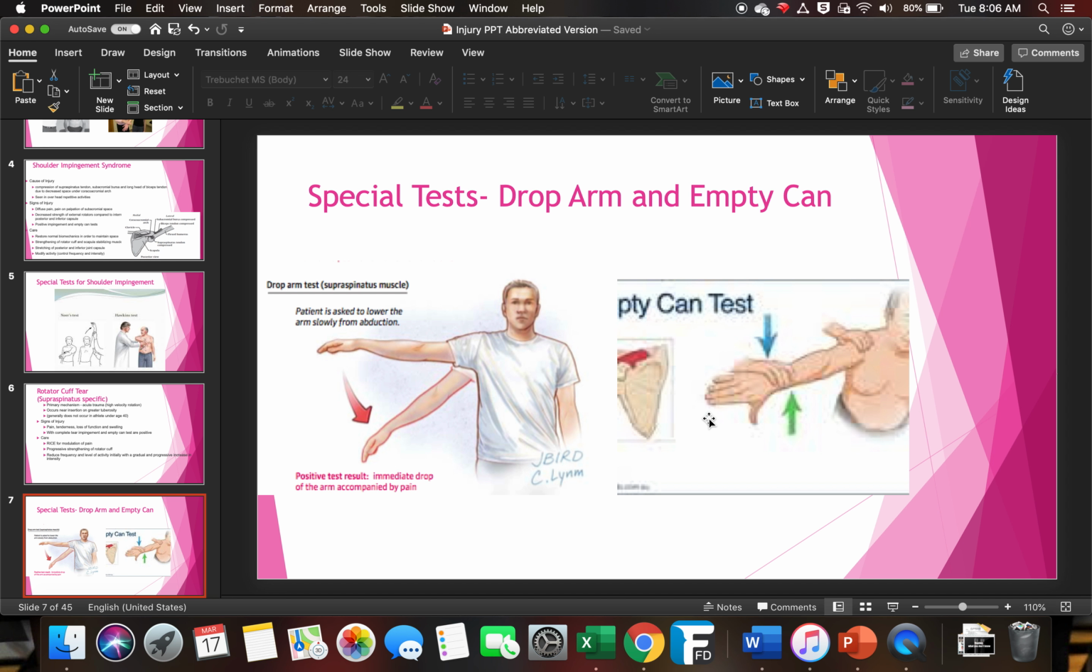The empty can test is exactly what it sounds like. You're going to have the patient turn their thumb down, and you are going to slightly push down as they are trying to resist you. So it's called the empty can because you're going to like empty a can as you're pouring it. Okay, so those are the 2 tests for rotator cuff tear.